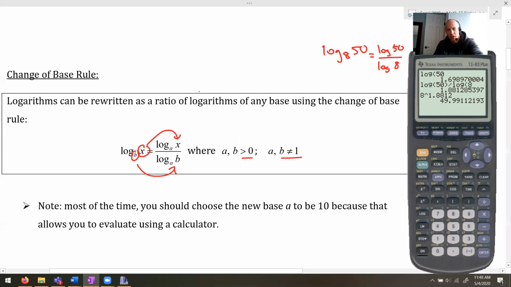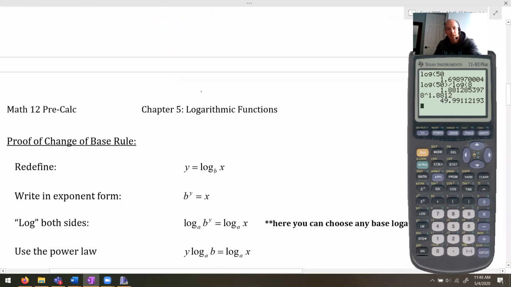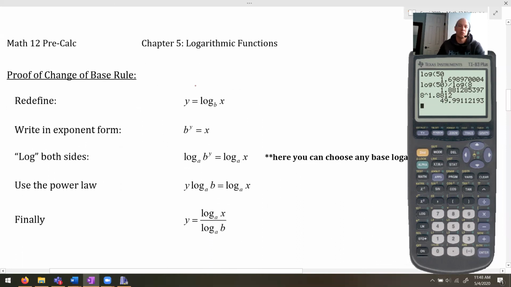With all things in the log unit, it's nice to see why it works, so let's have a little look at the proof of the change of base rule. This is actually a really, really easy one to prove. You start by saying, okay, we've got some quantity y equal to log base b of x. Writing that in exponential form, you've got base b to the exponent y will equal x. So this is just rewriting in exponential form down here.